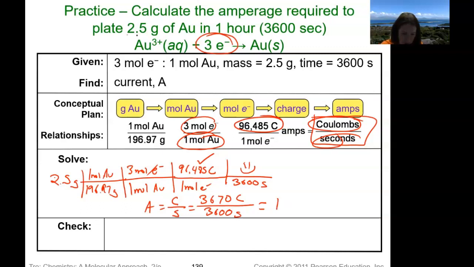How many sig figs? Oh, 1 hour. It said 1 hour, so it's 1 amp, 1 sig fig. I'm just going to erase this here to make this match. 3670 coulombs. Your answer should be about and around, very close to this.